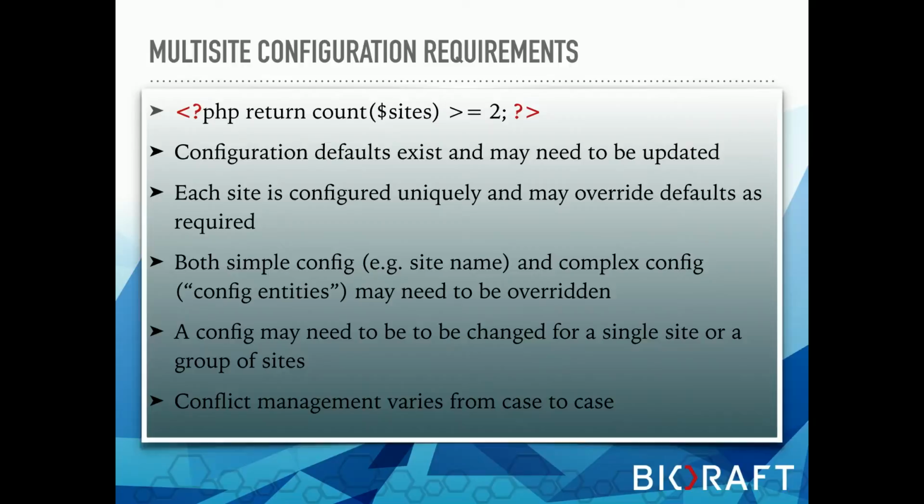Configuration entities may need to be overridden as well. So again, taxonomy, menu, content types. Maybe this particular content type has an additional field. Config may need to be changed for a single site or for a group of sites. And conflict management varies from case to case. There are some cases where your customer makes a change to the configuration and your specific update is going to conflict with that.